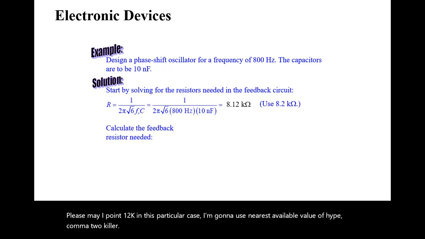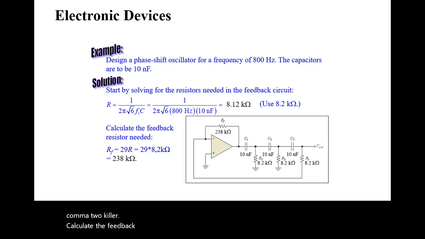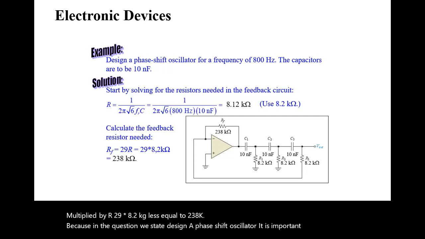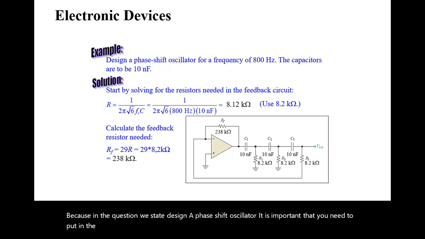Calculate now the feedback resistor needed. RF is equal to 29 multiplied by R, 29 multiplied by 8.2 kilo ohm. That's equal to 238 kilo ohm. Because in the question we state design a phase shift oscillator, it is important that you need to put in the circuit there as well. Otherwise, you're going to lose at least half of the marks.